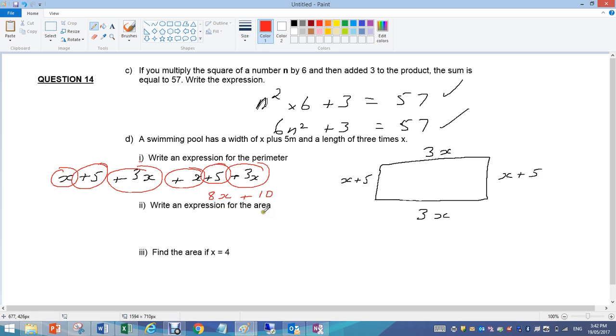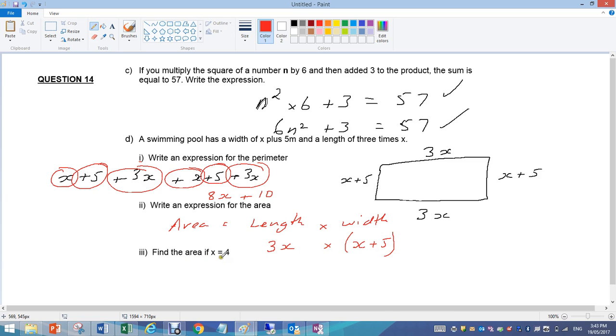Write an expression for the area. So area equals the length times the width. So the length was 3x times the width, which was x plus 5. Now you've got to be careful. It's the whole length times the whole width. Since the width is x plus 5, it's got to be written like that. Okay, so it's 3x times all of x plus 5.